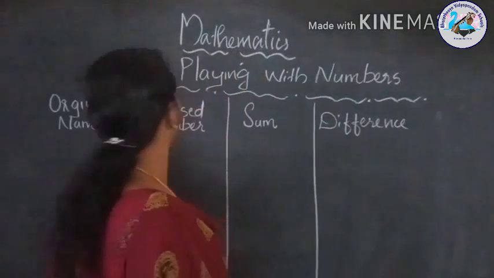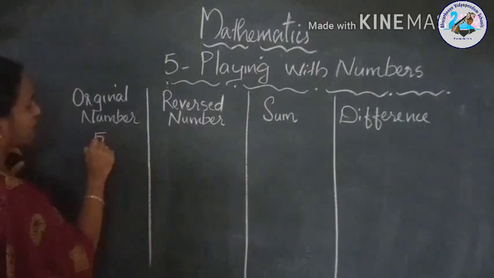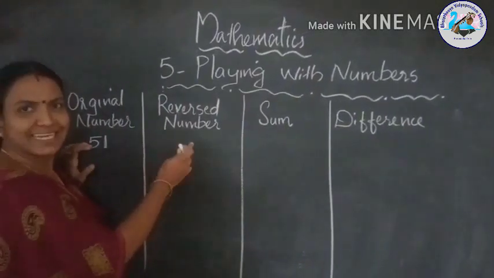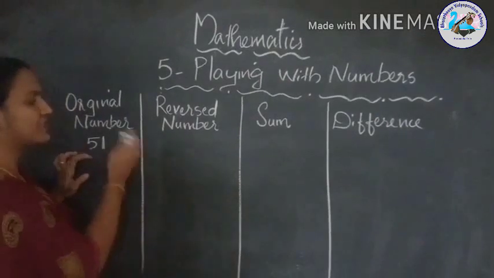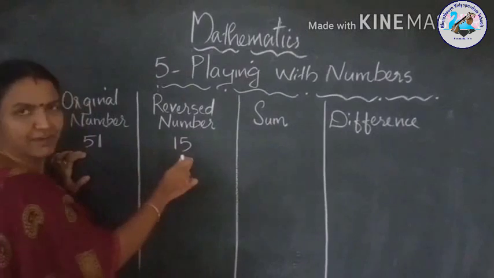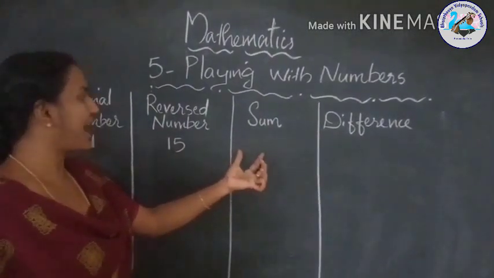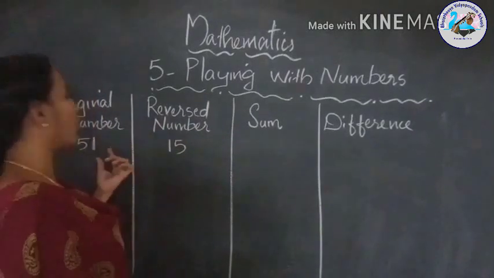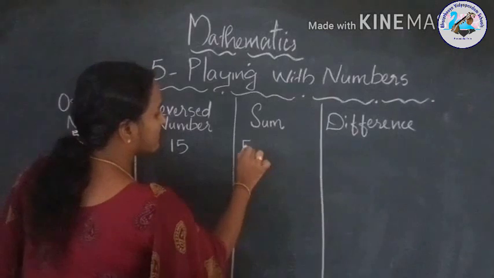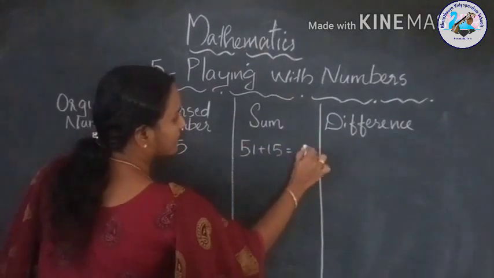Let us take any two-digit number, 51, and reverse or interchange its digits. The next step is we have to find the sum. Sum means we add the reverse number to the original number. So 51 plus 15 is equal to 66.